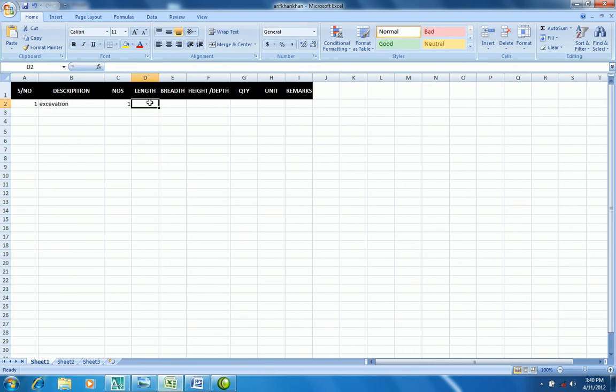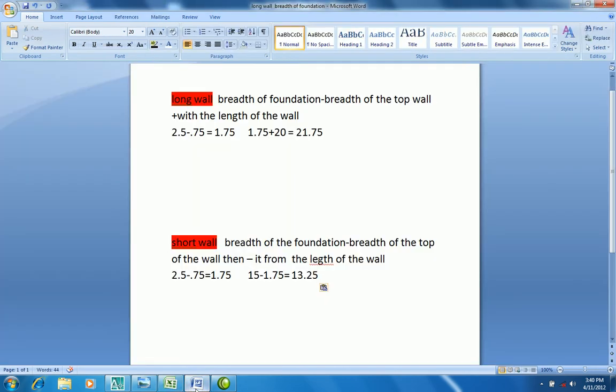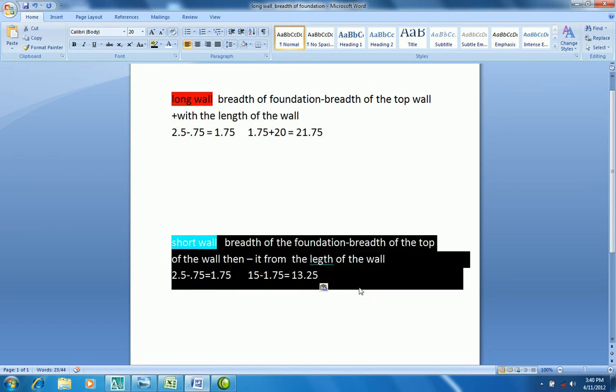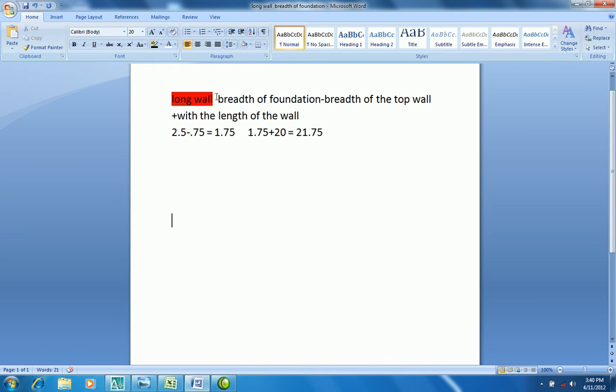Now I'm going to find the length. In our long wall and short wall method, we have a formula for finding length. The above formula is for long wall and the below formula is for short wall. For the time being we do not have a short wall, so it is long wall. I will discuss the short wall formula in a second tutorial, when we cover an L-type or H-type shaped wall. For now we delete that and just focus on this.